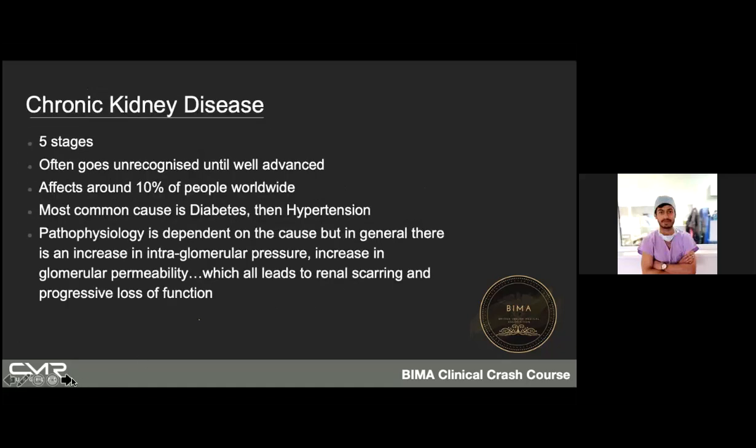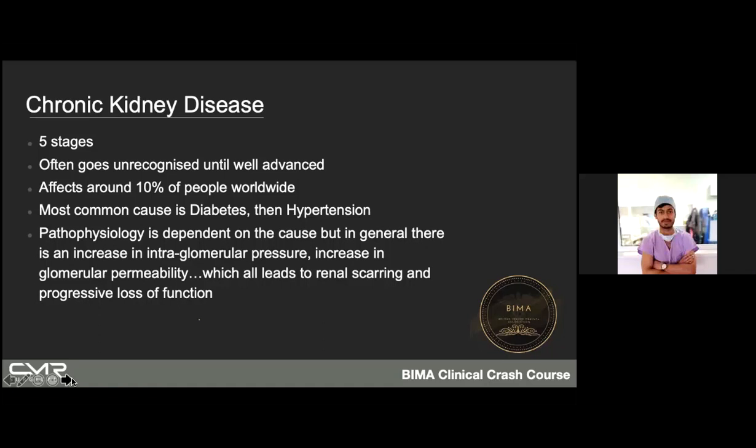In terms of, sorry, can everyone see? I just lost my screen there. So with chronic kidney disease, you have 5 stages rather than 3. And really, what you'll see in the following slides is that 5 stages is actually 6 stages. I'll explain why in a second. But CKD often goes unrecognized until it's well advanced. So by well advanced, I'm talking stage 3, basically.